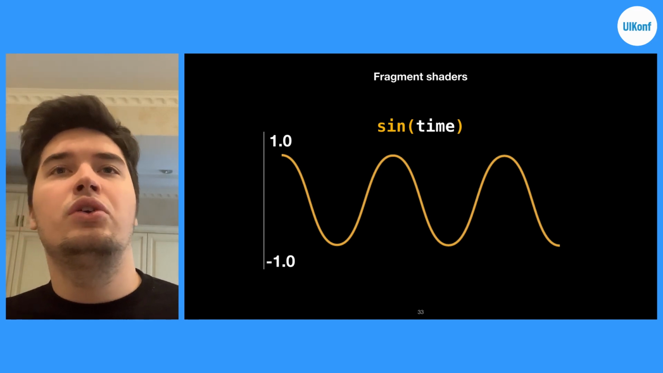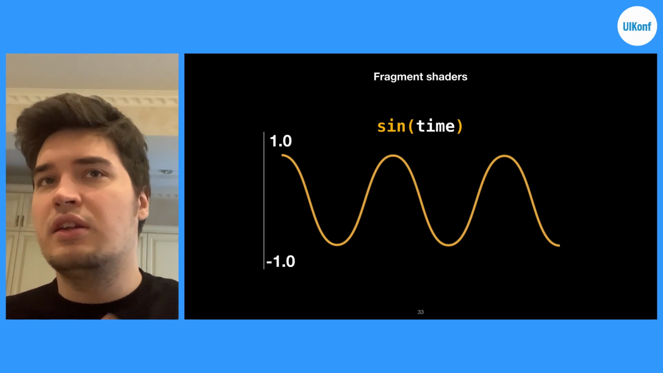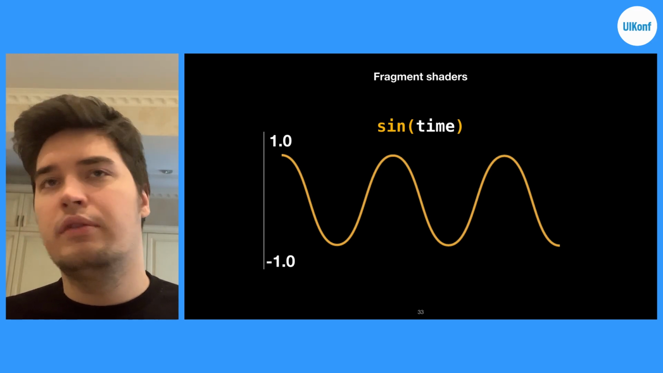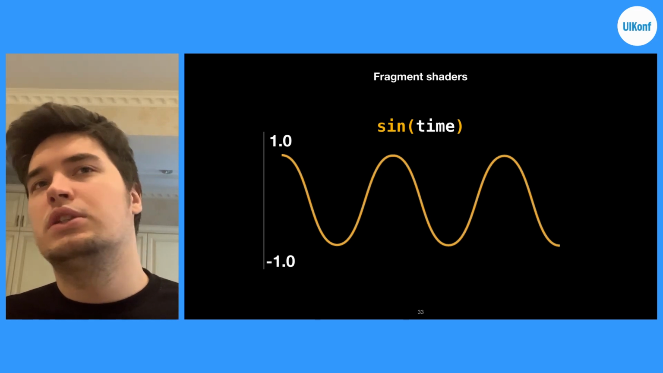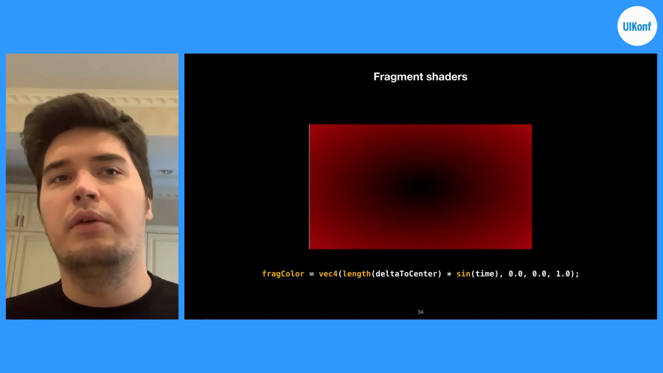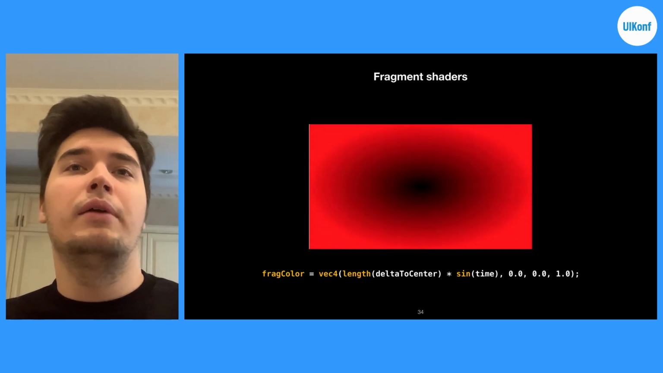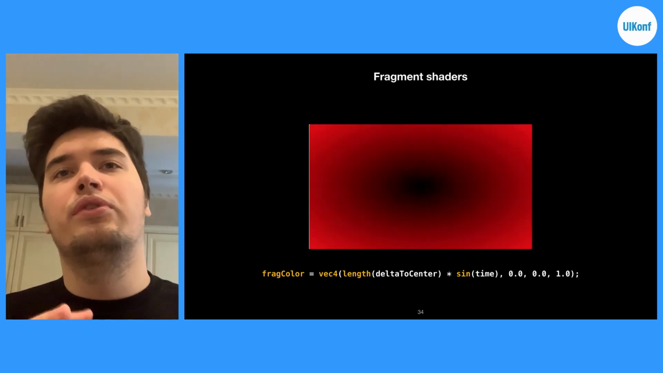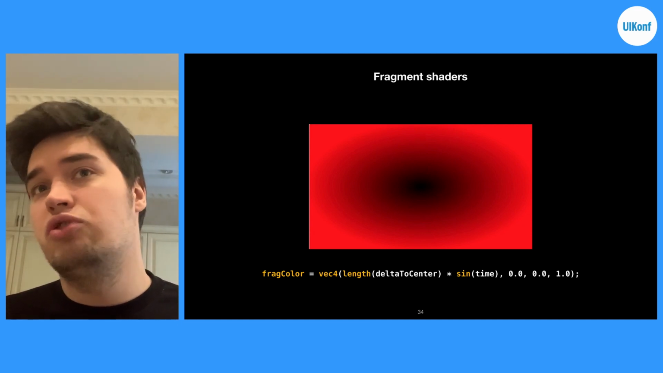To fight that, you usually take the sine of your time in double precision on the CPU and pass this sine time, so your values stay in -1 to 1. By the way, half of the floats lie in the range -1 to 1, so it is very important to stay in that range because the precision there is very high. What we can do is pass that uniform and multiply our distance to the center by it, and you'll have a pulsating circular gradient. So you basically have the animation inside the fragment shader.